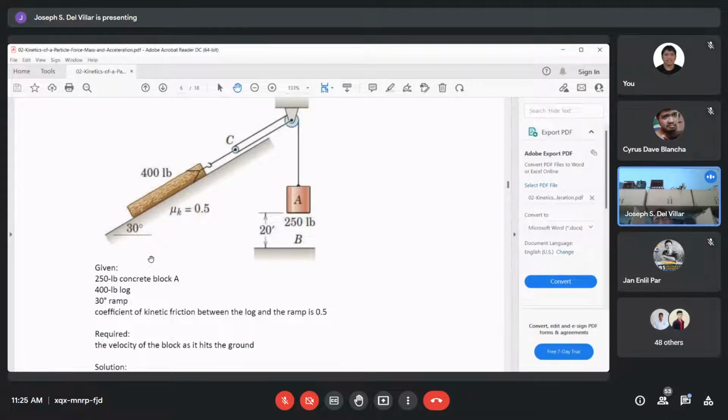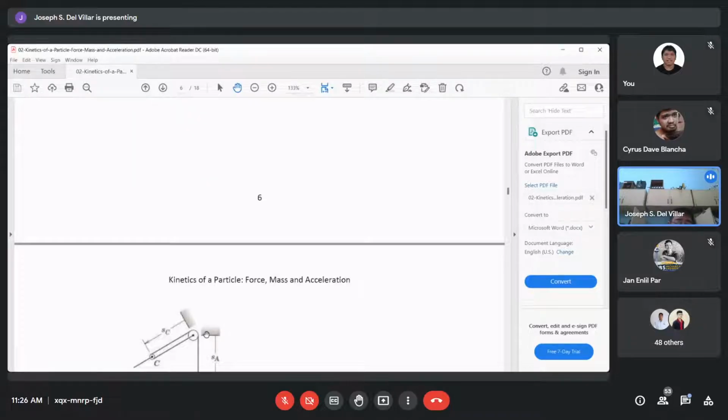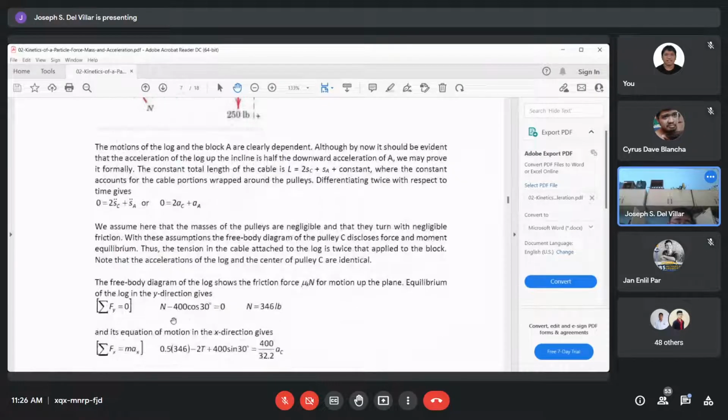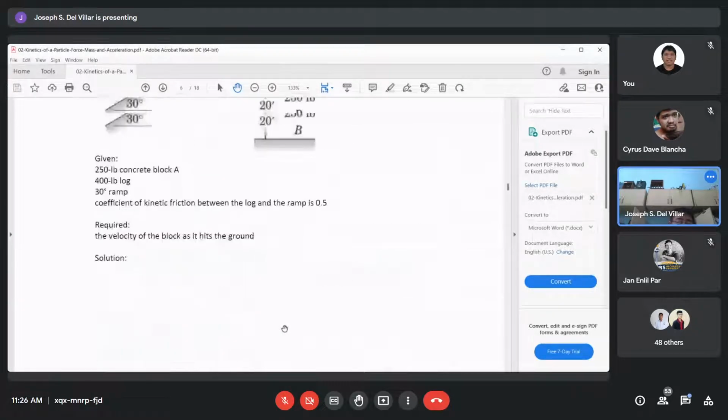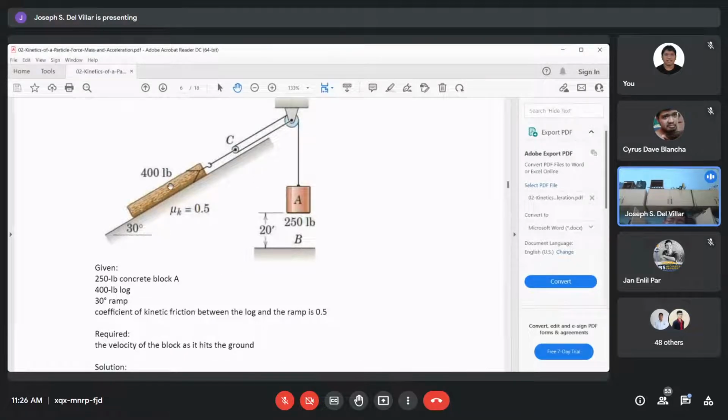So there is a normal force from the ramp, okay? The normal force is perpendicular to the surface of the ramp. So if you sum up along the y, the normal force is already a positive N. That's why there is an N here. N minus 400, because the y component of the weight of the log. Okay?